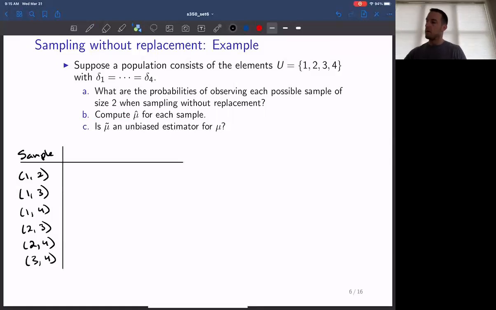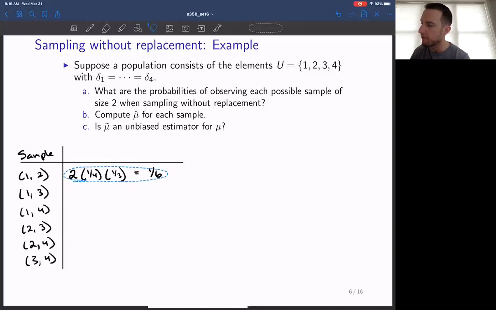Okay. All right, now the probabilities that are associated with each sample. So we'll start with the same leading 2. So in this situation, you can still observe 1, 2 or 2, 1. So we're going to accommodate for the order. Then we would have 1 over 4 multiplied by 1 over 3. And that gives us 1 over 6. And this is going to be a consistent calculation for all 6 of these samples.